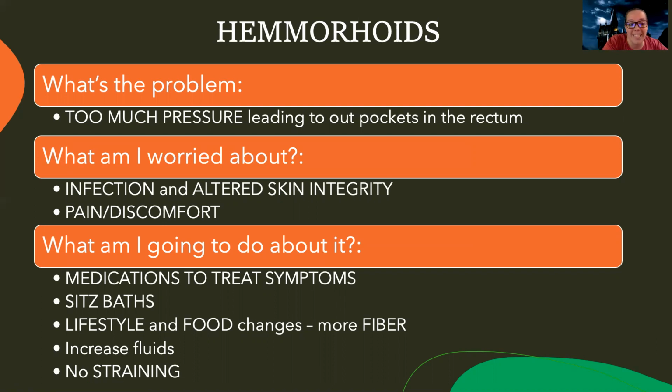We can do what are called sitz baths, which help to soak those hemorrhoids. We can do lifestyle and food changes, increase the fiber. We can also increase their fluid intake to help decrease the hardness of the stool, and then encourage no straining, because the forcing of that is a lot of times what can cause hemorrhoids. And like we talked about in my class, get that squatty potty and get something in the right position. This also goes for constipation. You want to be in the right position to stool so that you're not straining so hard.